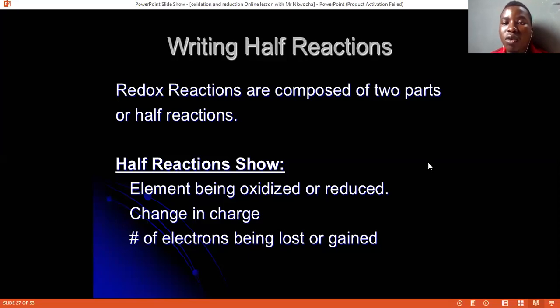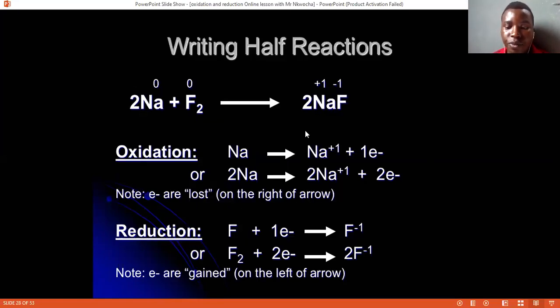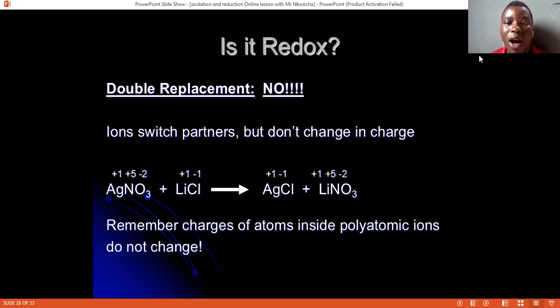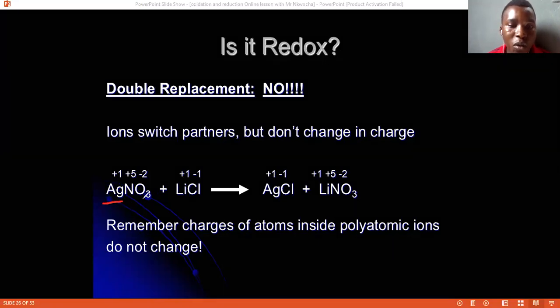So I don't understand double replacement. Okay, thank you. Now look at what I mean by double replacement. Let me go to this arrow. Now look at silver. Silver was married to NO3, but now silver has replaced lithium here. It's now married to chlorine. While lithium was married to chlorine here, now lithium has replaced silver and is now married to NO3. So both of them have replaced each other. So that's called double replacement.